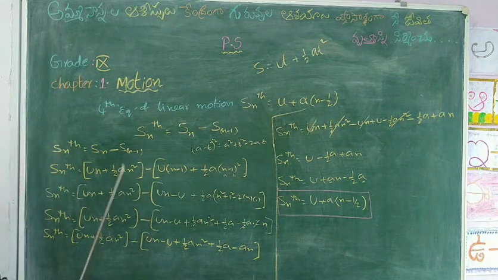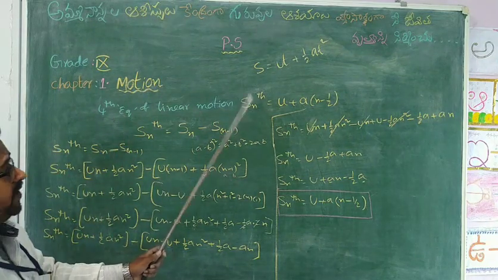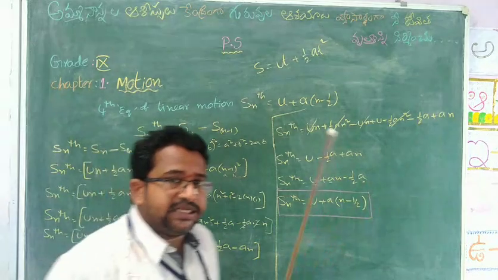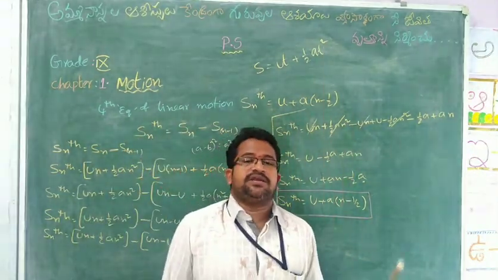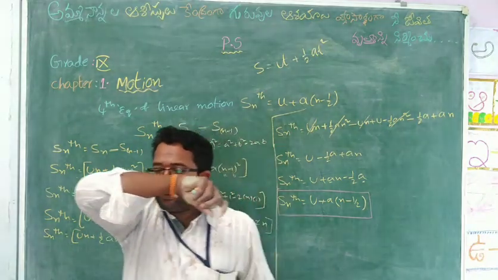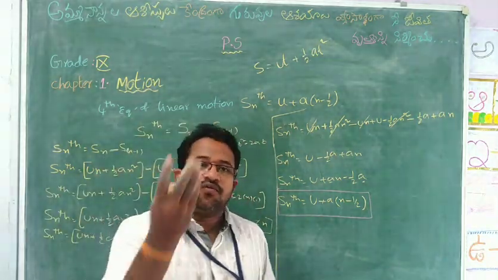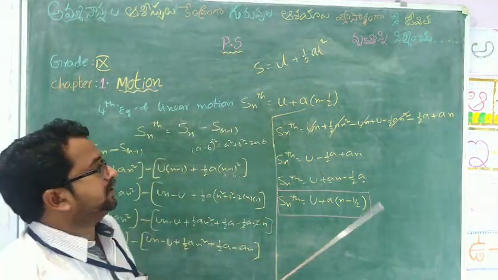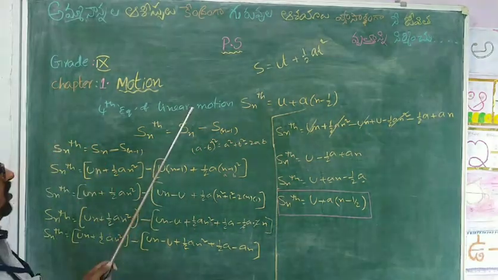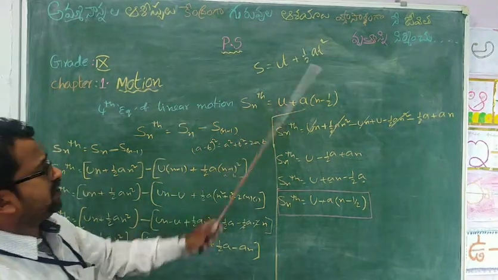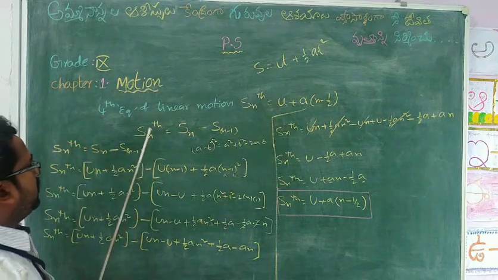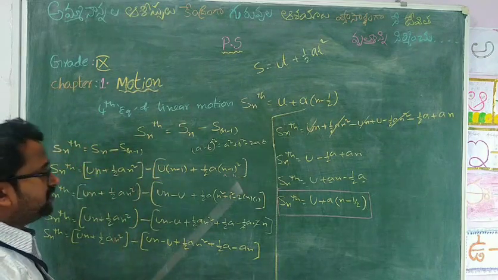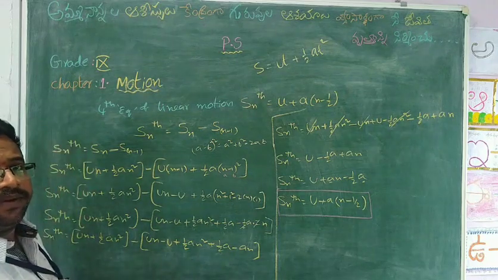Let us see once again. The fourth equation of linear motion is used if you want to find the distance in a particular second, or displacement in a particular second. In a particular second, if you want to identify the displacement, we are using the fourth equation of linear motion. What is the fourth equation of linear motion here? Sn is equal to u plus a into n minus half.